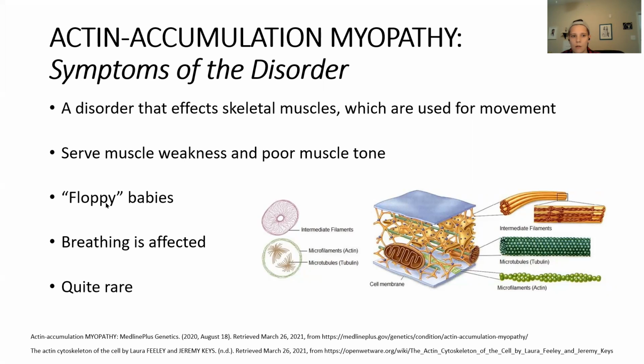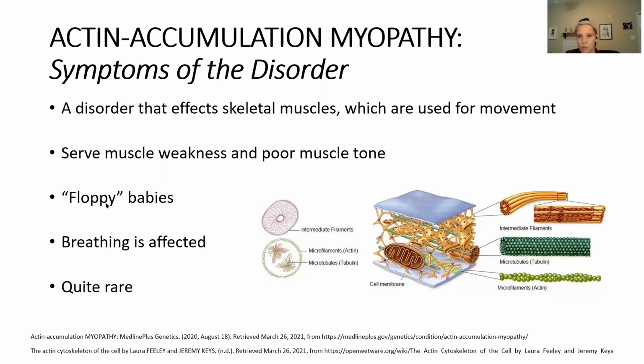Babies that have it are termed floppy babies because they're not able to move on their own, and their muscles aren't able to contract in a, I guess, normal way. Breathing is affected because of the muscles being weak, and there's a shortage of O2 and therefore a buildup of CO2. Most do not survive past infancy, and those that do have delayed motor skills. It is also quite rare.